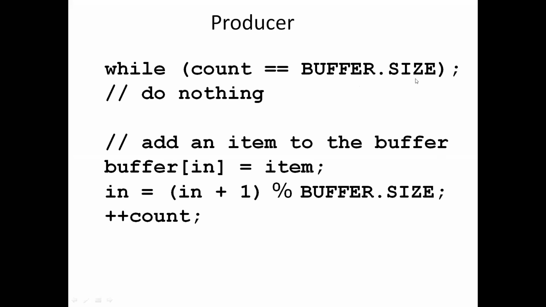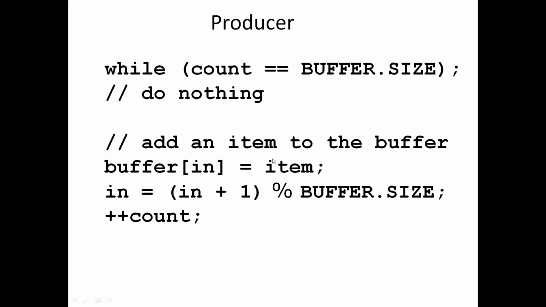If the count is equal to buffer size, producer should not produce any item. Here, what is the count now? Count is 1. 1 is not equal to buffer size, which is 5. So this condition is not satisfied. So control comes here.